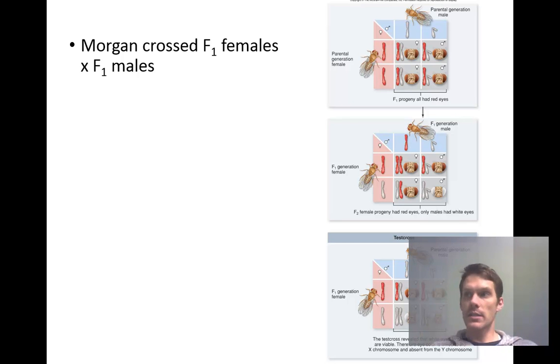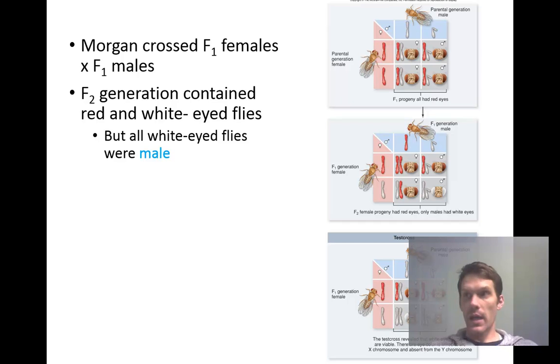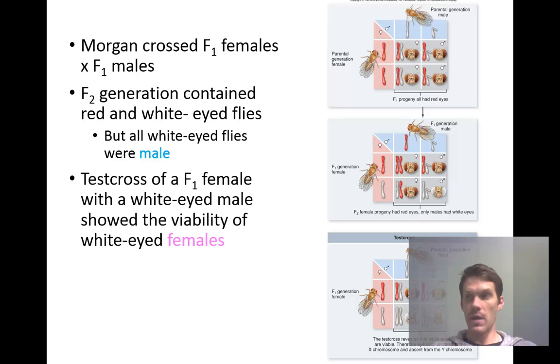He then crossed his F1 females with the F1 males. What he found was that he did have expression of the white, but only in males. All the females were red-eyed, and most of the males were red-eyed, but some of them had white eyes. Only males had white eyes.